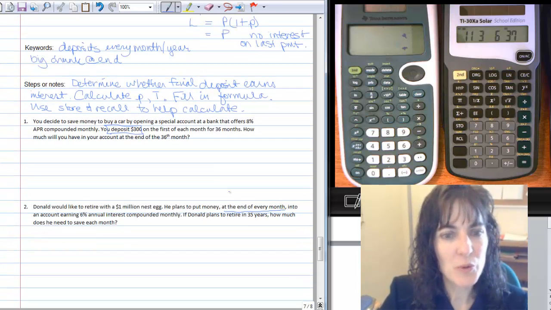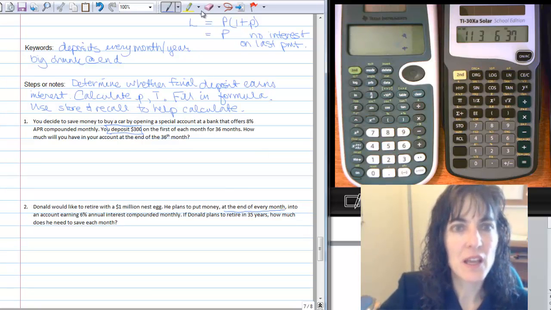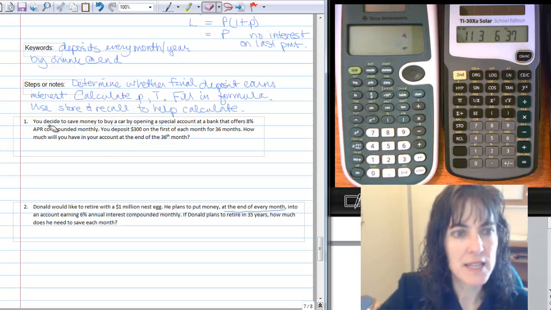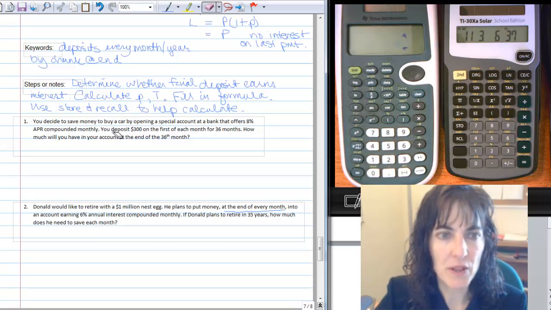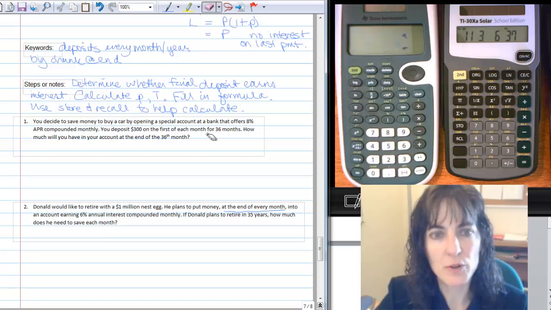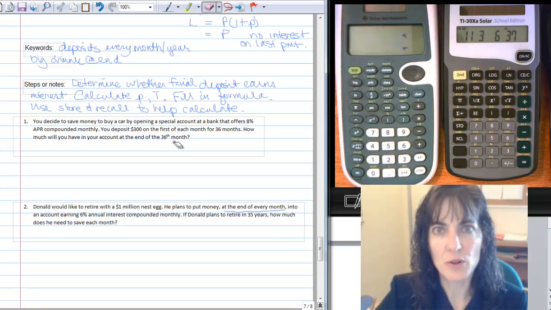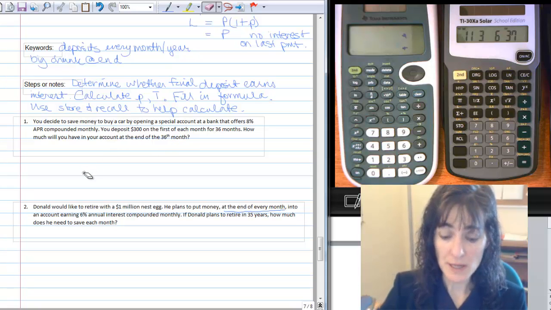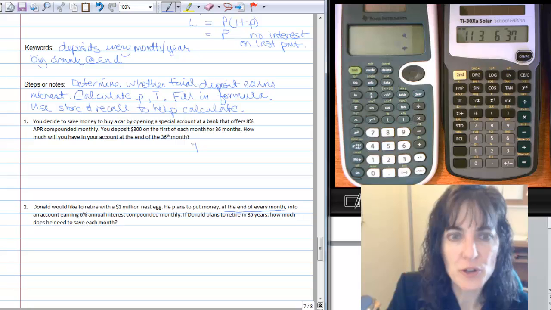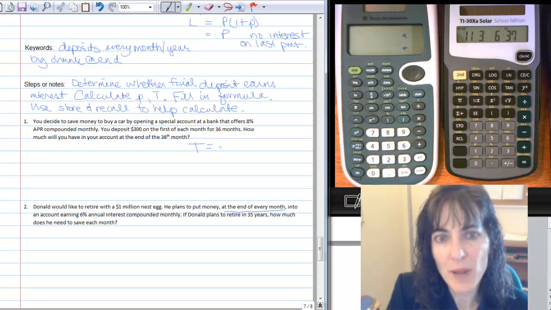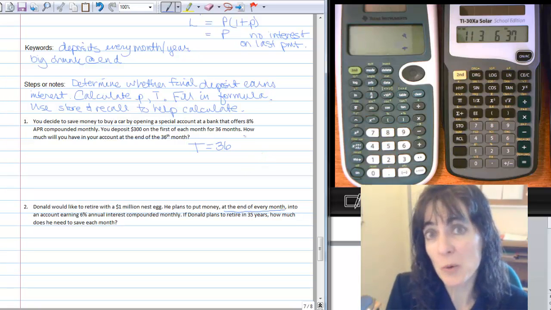All right, I'm looking at both of these problems to see which one you want me to do. And I'm thinking this first one is saying you decide to save money, open a special account, 8% APR compounded monthly. You deposit $300 on the first of each month for 36 months. How much will you have in your account at the end of the 36th month? Now, the only thing I think is confusing or could mess you up here is that your capital T is going to be the total number of payments, which in this case is 36. Other than that, I think that one's pretty much like what we just did.